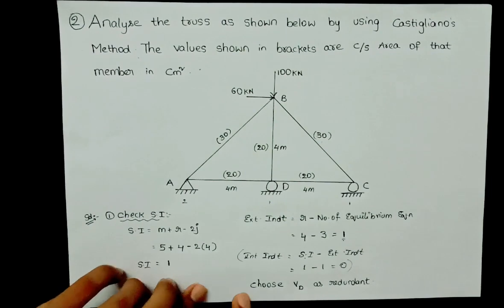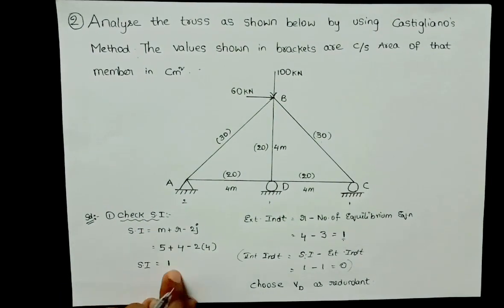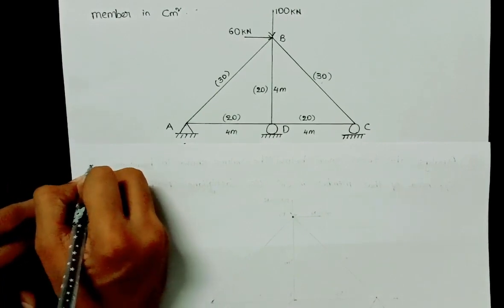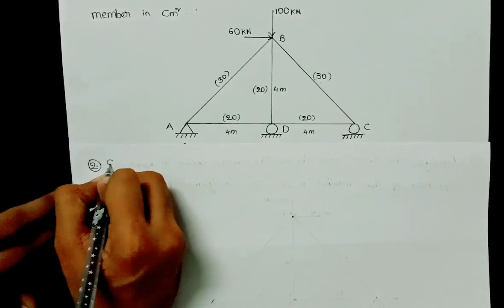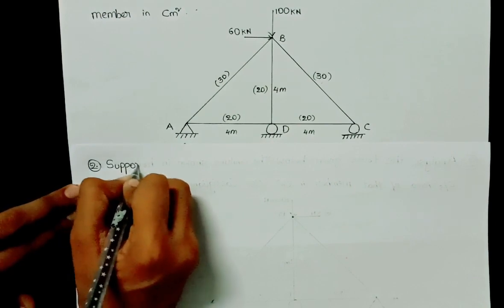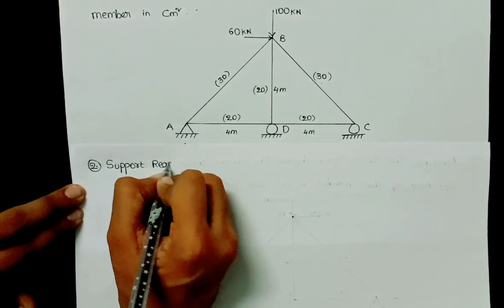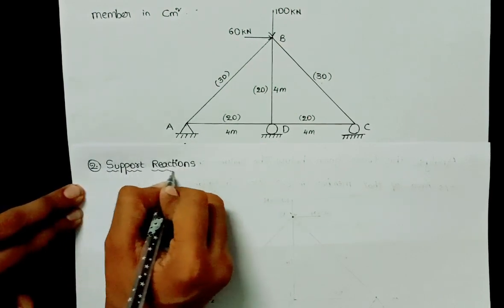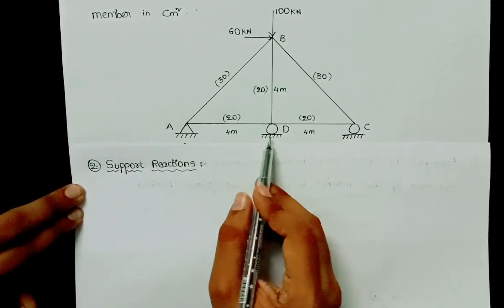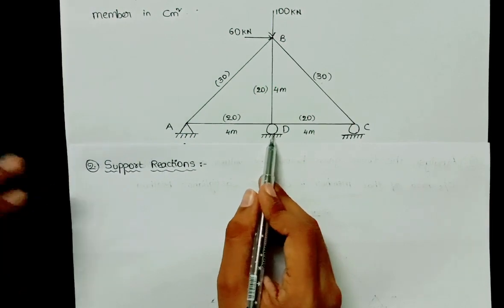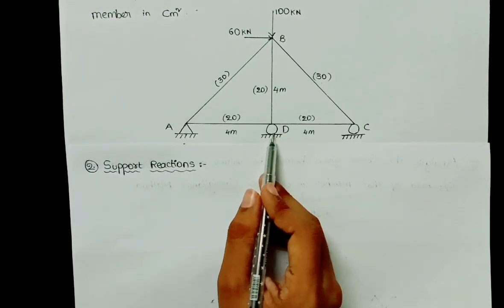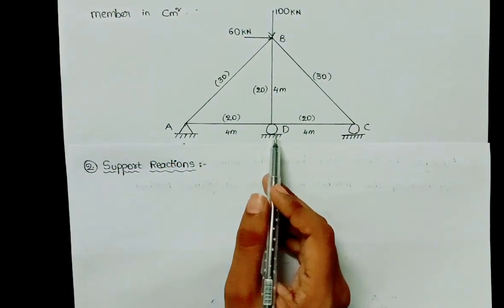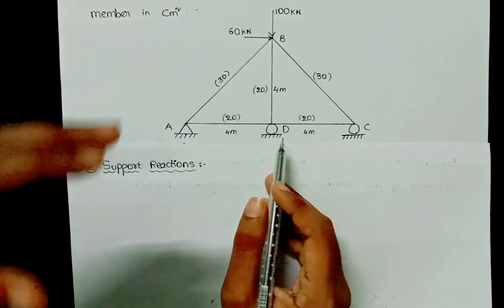So this is the first step, to calculate the SI value and choose the redundant. Coming to the second step, which is to calculate the support reactions. Now I have taken the vertical reaction at D as redundant. That means I will remove this support from the truss and redraw the same truss with the external loads.